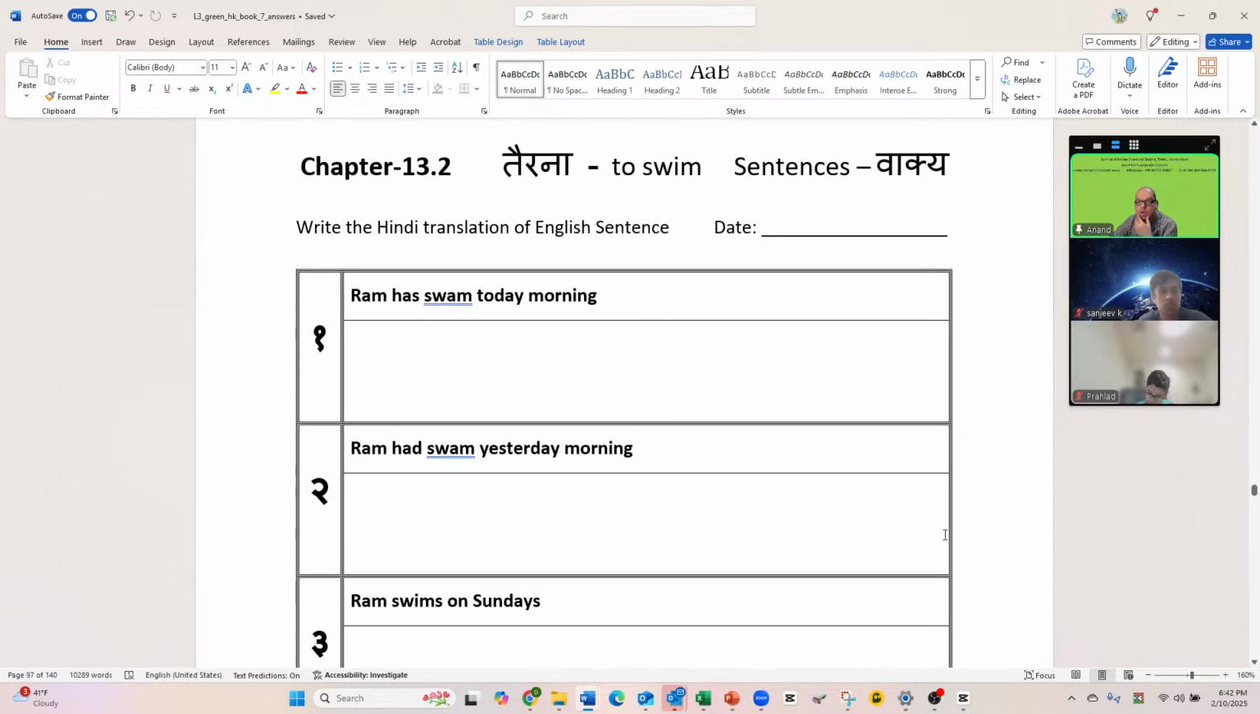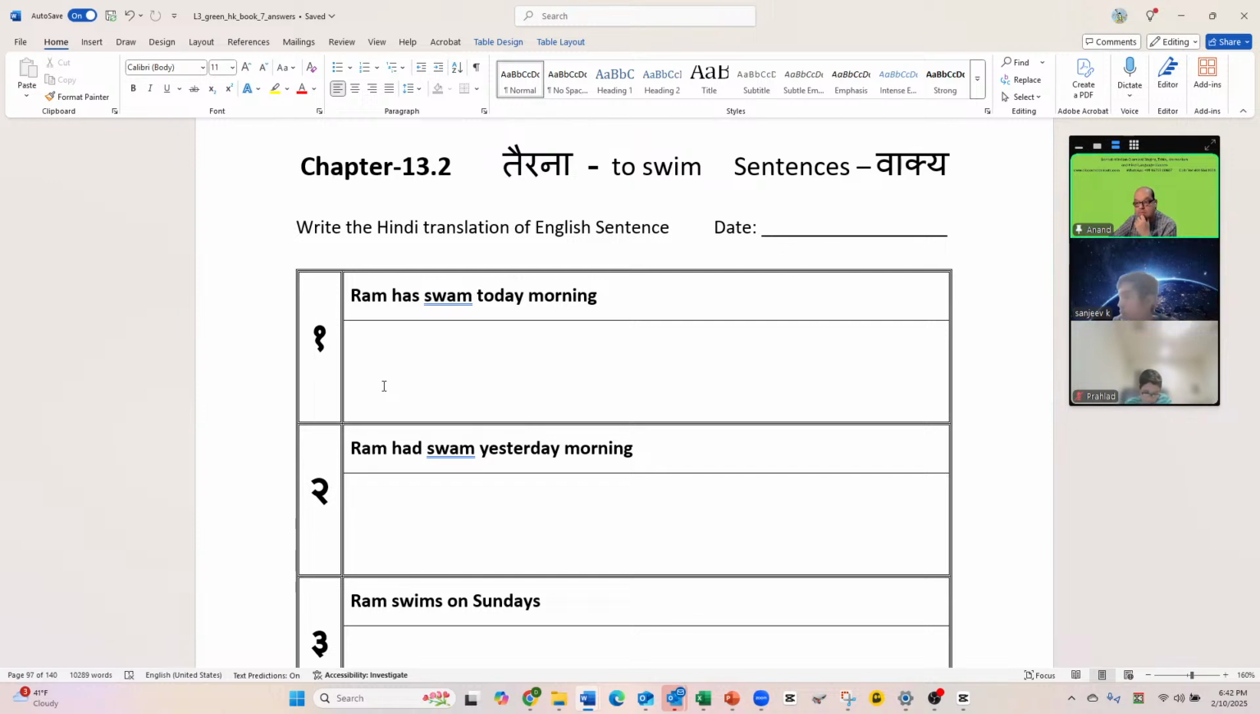Okay. So Ishan, now give me the sentence. Ram has swum this morning. राम आज सुबह को तैरा. Okay. So Ram aaj subah ko tera. So tera is what form? It is ya form or ta form? Ya form.